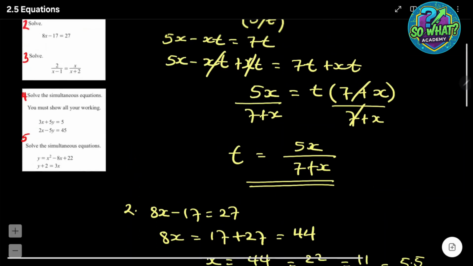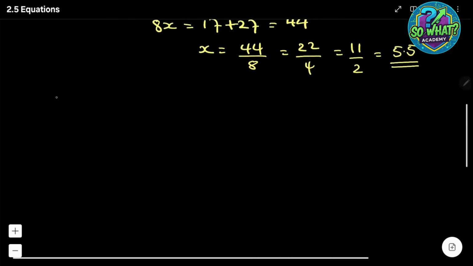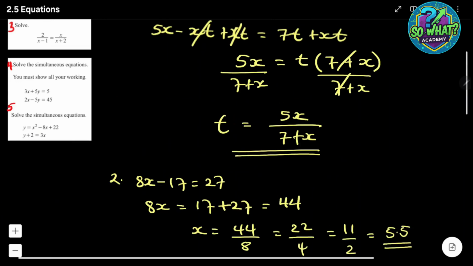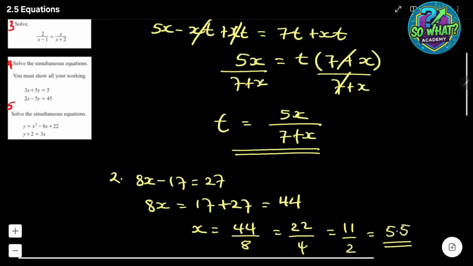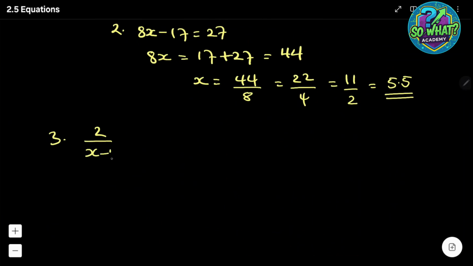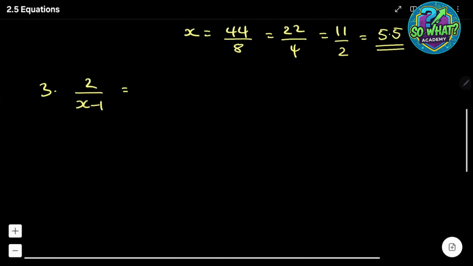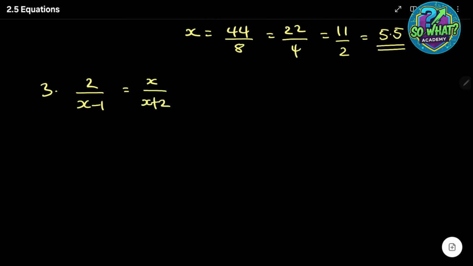Next number, our number 3. We have to solve 2 over x minus 1 is equal to x over x plus 2. Same, these are 2 fractions. So when you look at 2 fractions, what do you think? What is the first step?